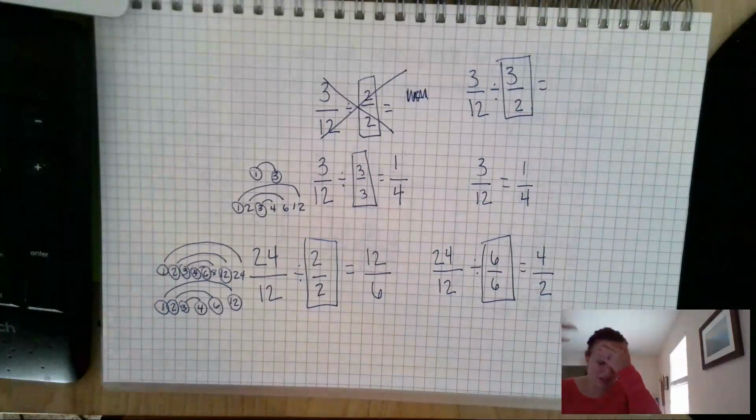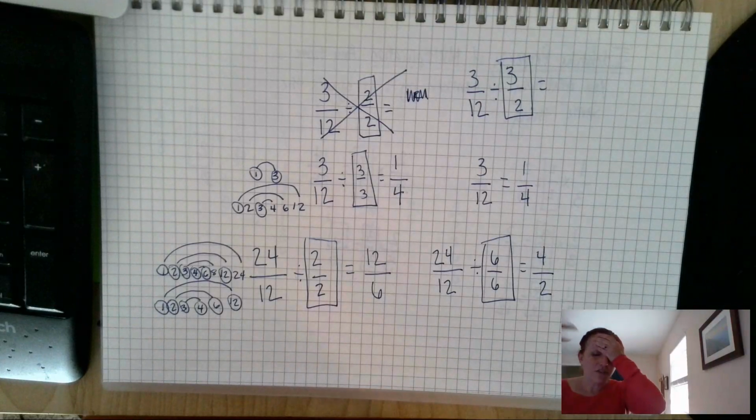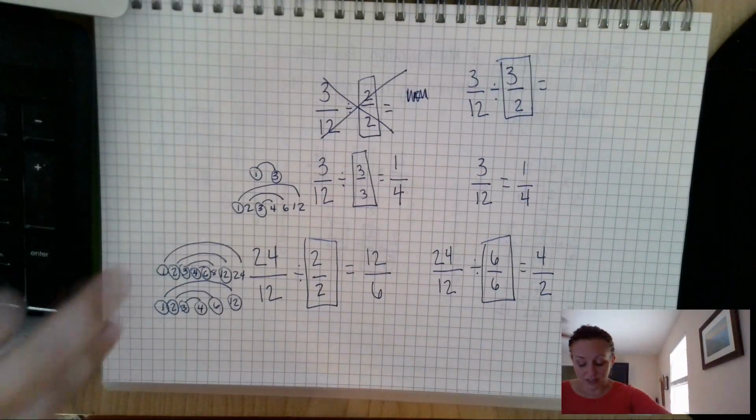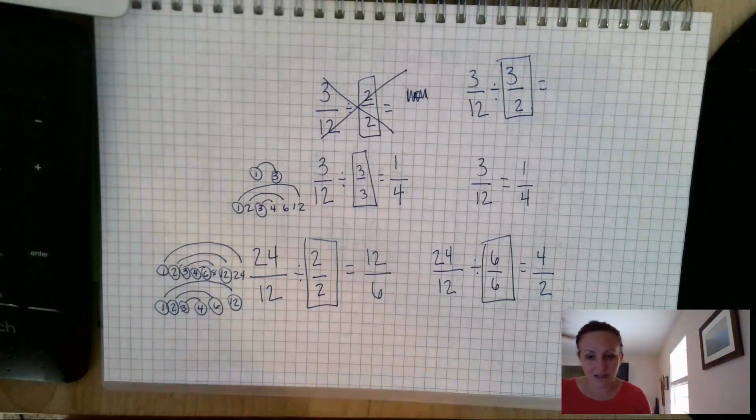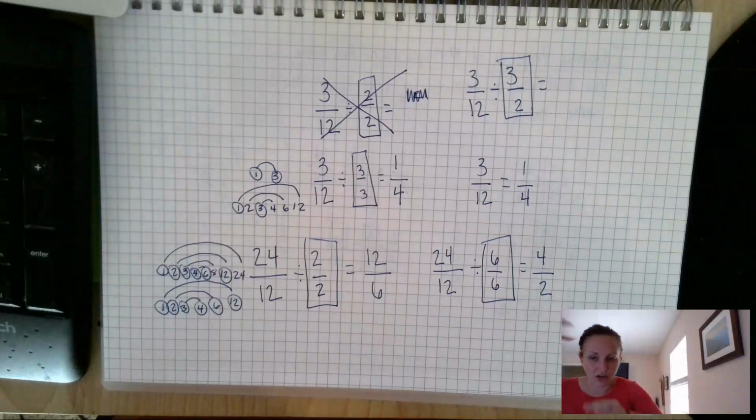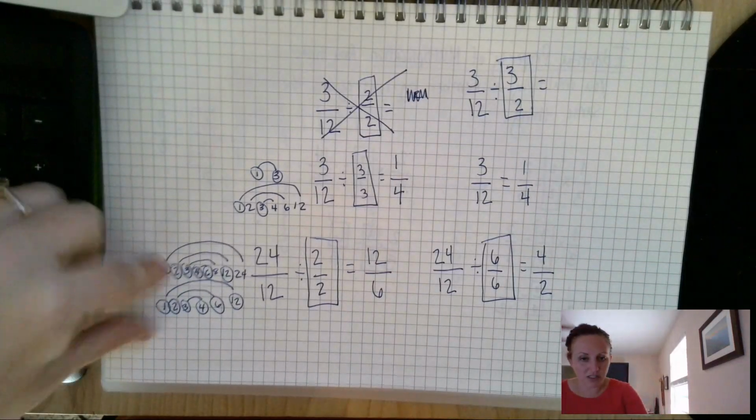If your brain's like, oh my goodness, this is so hard. First of all, stop your brain and say, no, this is not so hard. Okay, I'm using things that I learned before to build on to what I'm learning now. That's how math works. Everything builds on each other. Okay, so I'm using factors to build on.